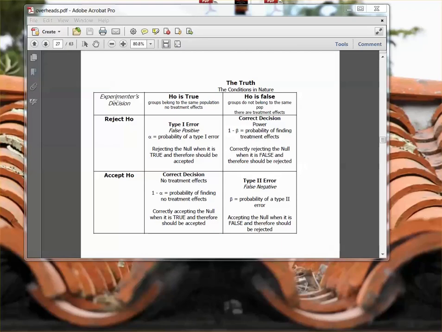Over here, you can see the two options for our experimenter's decision. We gather the data, we run our statistical analysis, and we're either going to reject the null hypothesis or accept the null hypothesis, right? So we do one of those two things. If we reject the null hypothesis when it's true, that's a type 1 error. We've, in effect, said that there's a difference that doesn't exist. It's not true. This is represented by alpha, which is the probability of a type 1 error. We'll see that graphically represented in just a second.